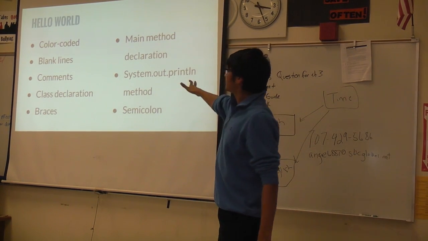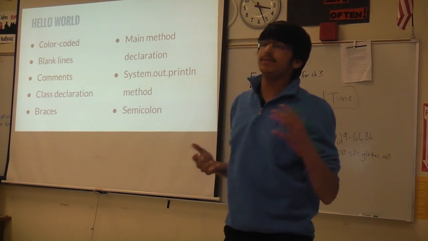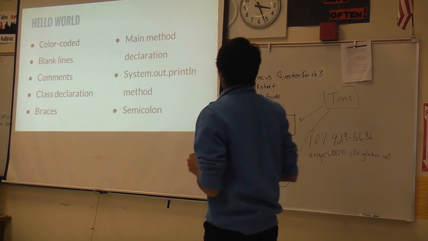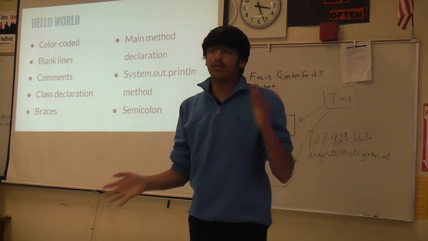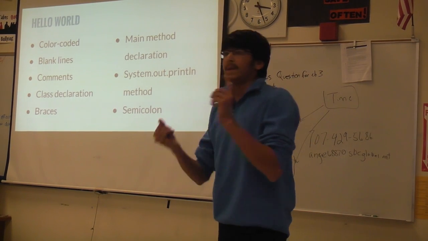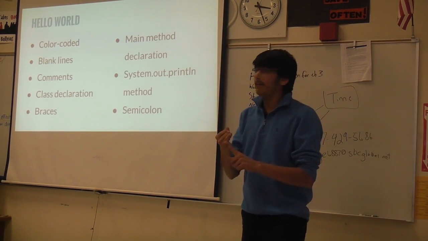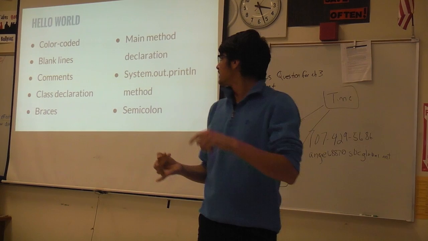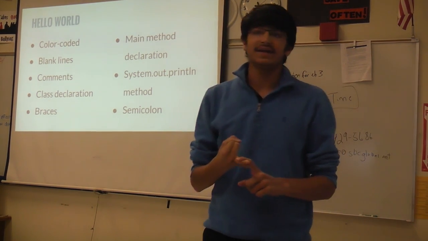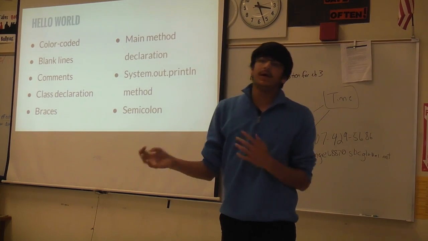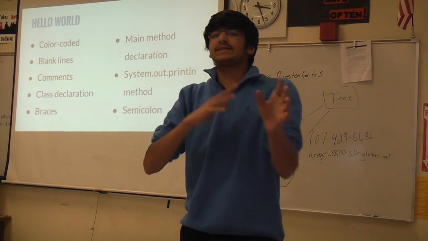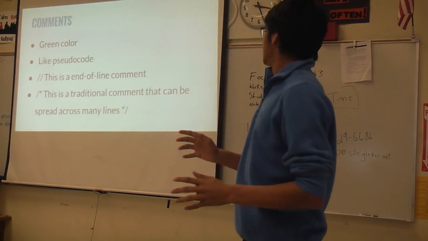Okay, so there's a couple of things about the Hello World program that I'm going to be going over today, primarily. First of all, it's going to be color coded. So I want to talk a little about the color coding, the use of blank space, comments, class declarations, braces, the main method declaration, system.out.println method, and semicolon. This sounds a bit overwhelming, but it's actually relatively basic.